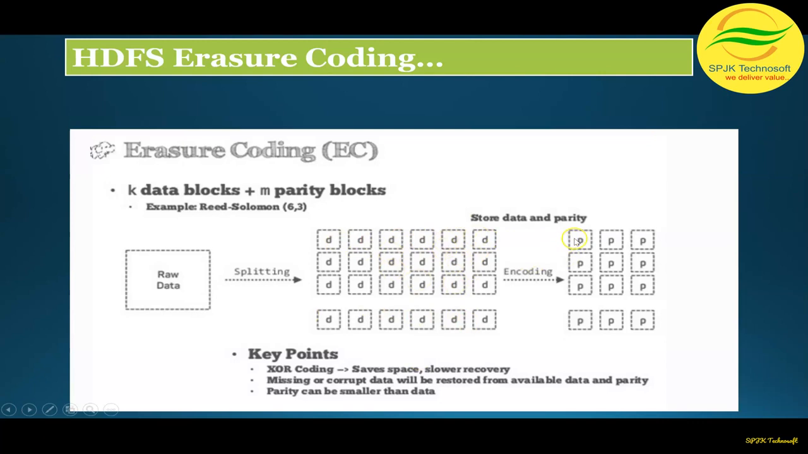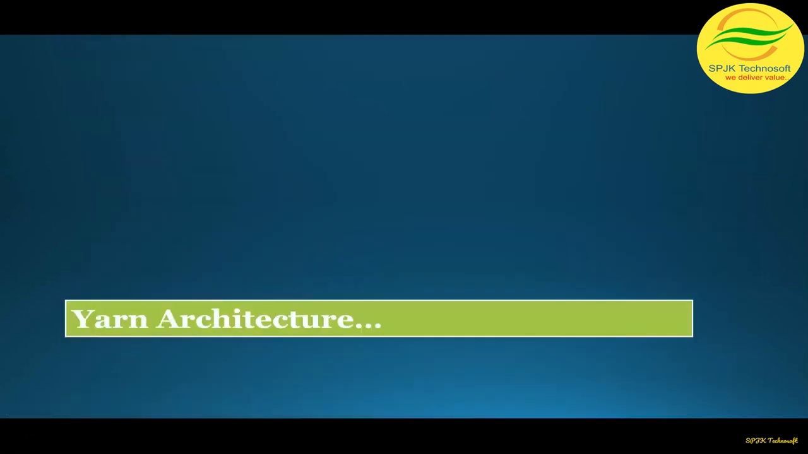But now you see this parity, how many are there? Only 12 are there. So we are saving around 10. It uses a logic of k data blocks plus m parity blocks. For example, if there are 6 blocks, there are 3 parity blocks for that. So this is how the erasure coding mechanism works.